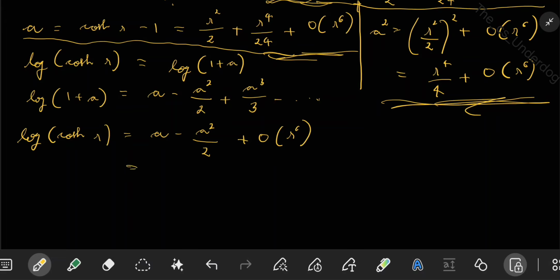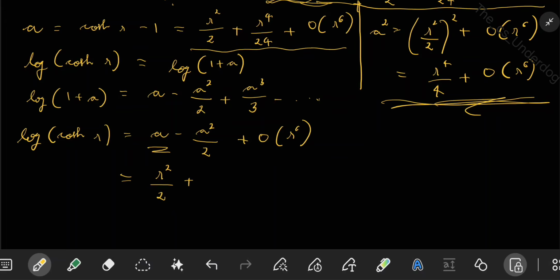I can write a's value, which I already know from here. So what will I write instead of a? I will write r square by 2, just copying from here. Whatever I have written here, I'm copying the value of a: r square by 2 plus r power 4 by 24 plus order of r power 6. As of now, I'm not writing that r power 6 term. I'm just taking these two.